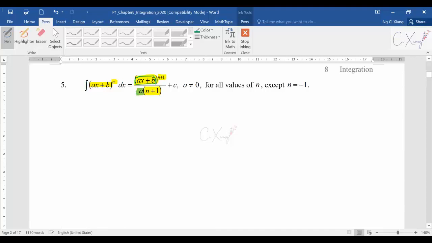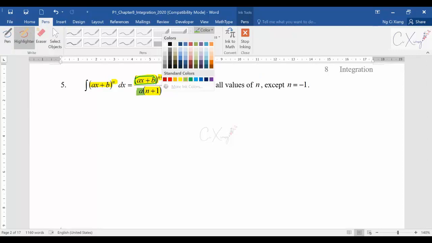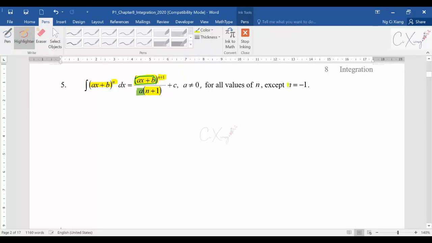Because for differentiation, when you want to differentiate this kind of bracket, you need to multiply by the differentiation of the thing inside the bracket. But now you need to divide by the differentiation of the thing in the bracket. It's divided, not multiplied anymore. So the a here is actually coming from the differentiation of ax plus b. And then of course you can have a plus c at the end. Again, this rule is not applicable for n equals minus 1. The reason is the same as what I showed you just now. If you have power negative 1, when you divide, it will become divided by 0, which is a math error.